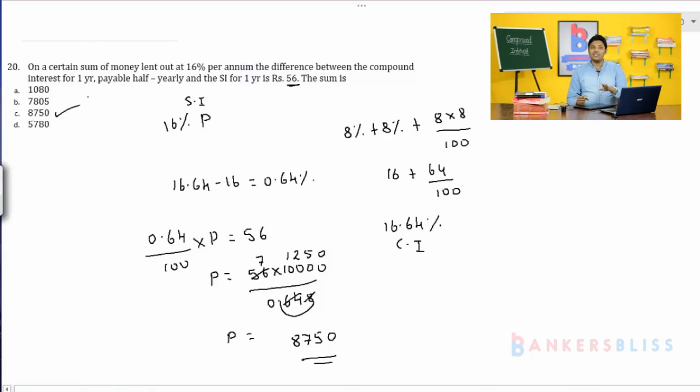So under simple interest it is 16% in one shot. Under compound interest, if you want to calculate the interest amount directly on the principal, go for the modified formula method, that is 8% plus 8% plus 8 into 8 by 100. So 16 plus 64 by 100, so 16.64. So the difference amount is 0.64. So 0.64% of P is equal to 56. After calculating you got 8750 as the answer. So option C is the right answer for problem number 20.